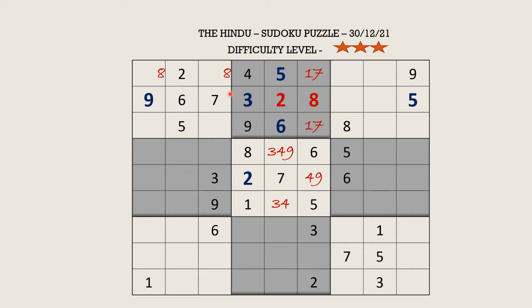In this row, there are only 2 numbers missing. Now, missing numbers are 1 and 4. There is a 1 blocking here. So, this takes 4 and this takes 1. If you take this column, there are 4 empty cells and the missing numbers are 2, 3, 4 and 9. If you see here, 2, 4 and 9 are blocking. So, this cell will take 3.